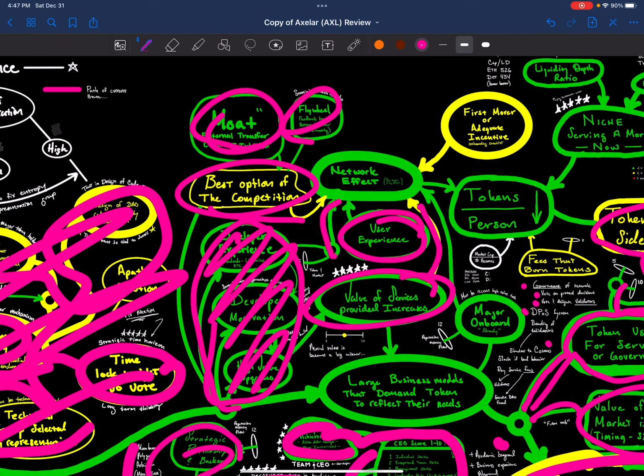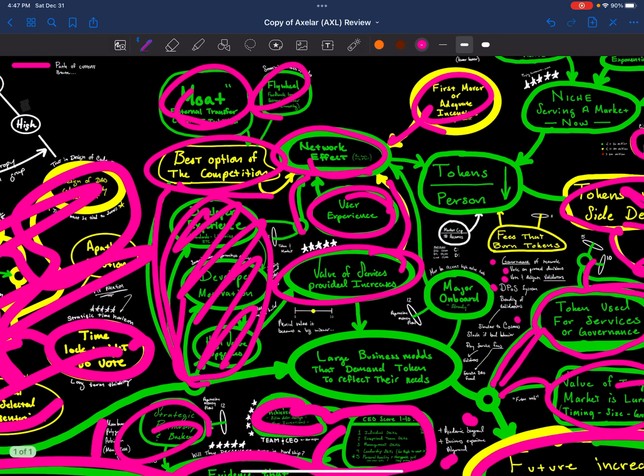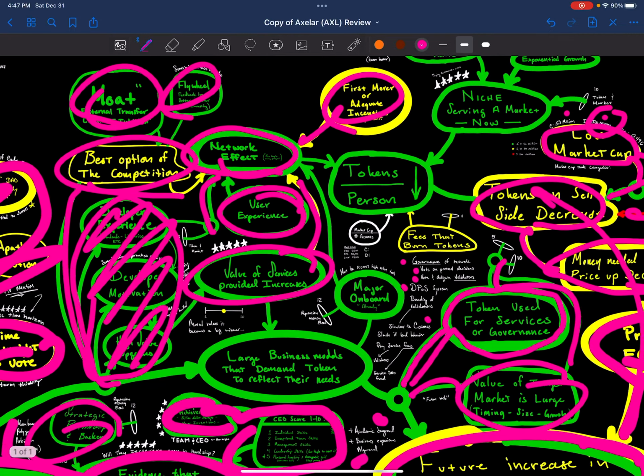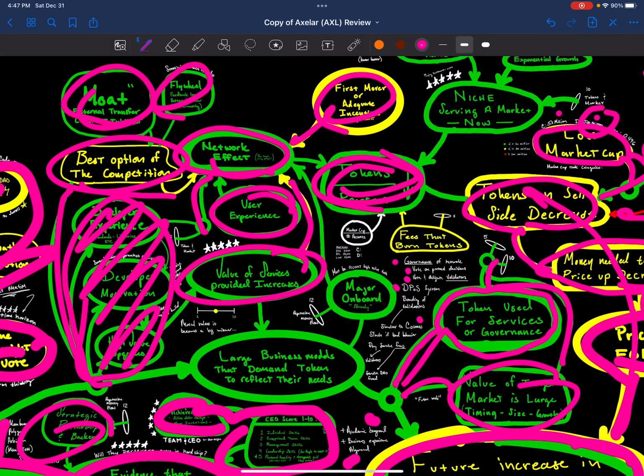Best of the competition. There's a lot of competition. There's Quant, Router. These are all in-between layer protocols. ICP is another one. Those are all kind of going for the same market. But remember, this is going to be a huge market, Web3 and so on. For the network effect, I expect it to do well on that angle. I do expect it to capture some network effect because it does have a solid team. Tokens per person to go down, etc.